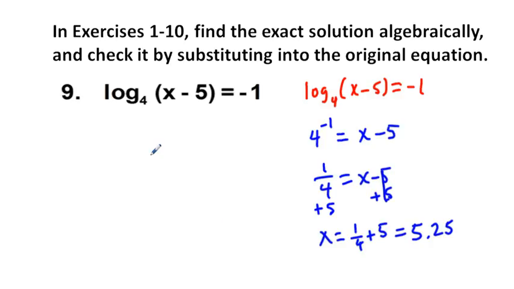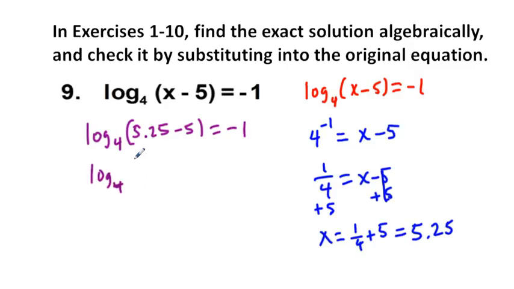There we are. And then we're going to test the original equation. If we're going to say log base 4 of x, and x is going to be 5.25, minus 5 equals negative 1. And so that's going to be log base 4 of 5.25 minus 5, which is 1/4, is equal to negative 1.